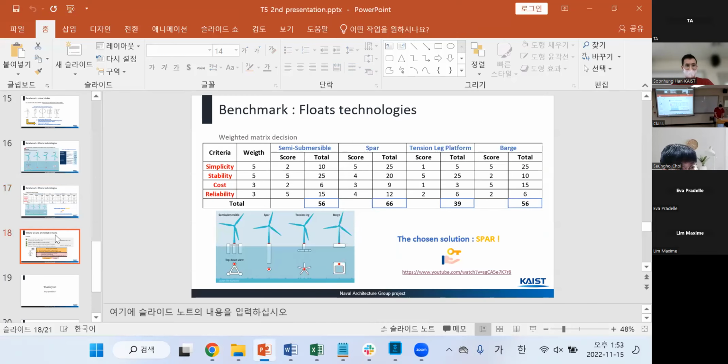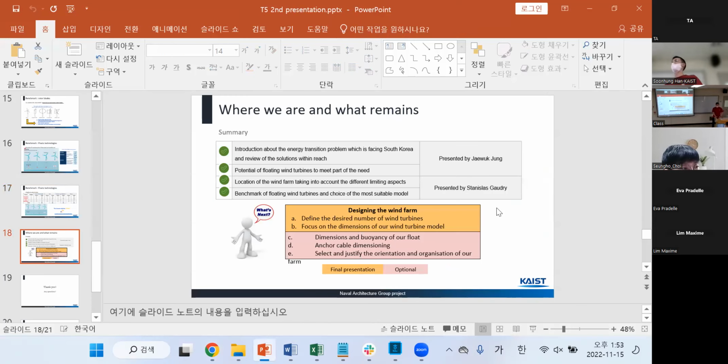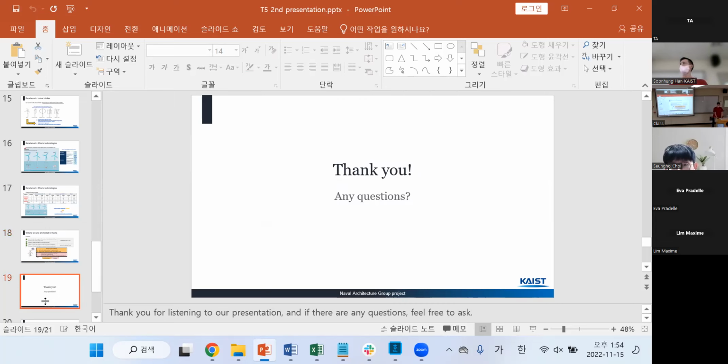Okay. And so now in this presentation, I showed you we determined where to put our wind farm. We know which type of floater and which type of bed we choose. And so for the next presentation, we will define the number of wind turbines for our farm. We'll focus on the dimension of the wind turbine. And as optional, we try to dimension the plot, the mooring lines, and also to select and justify the orientation. Thank you for your attention.